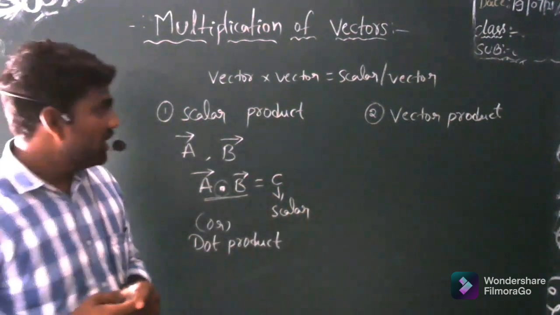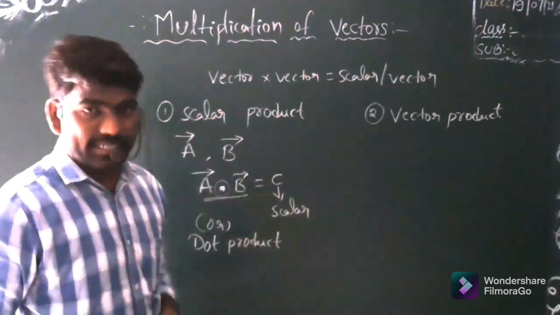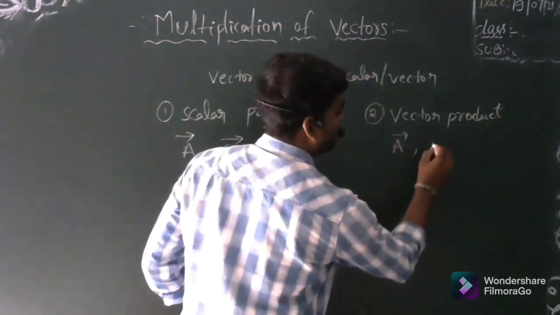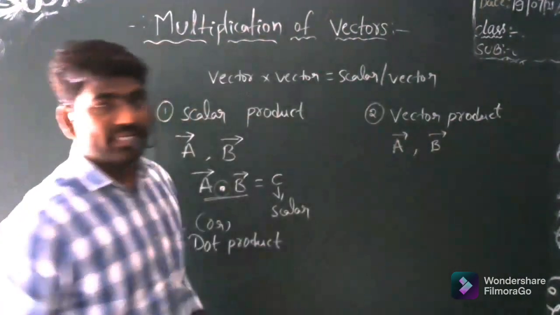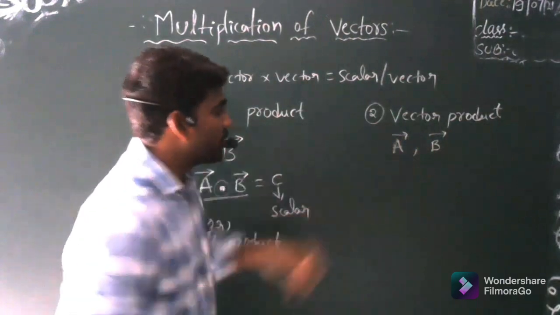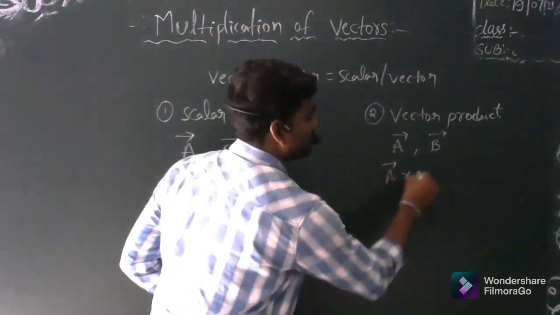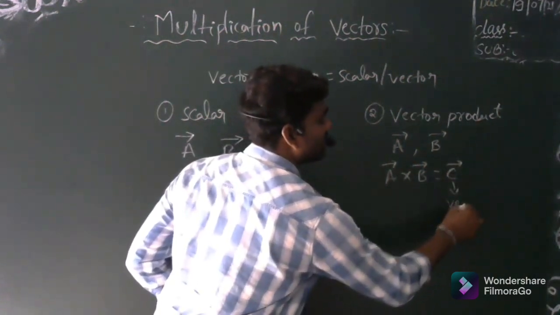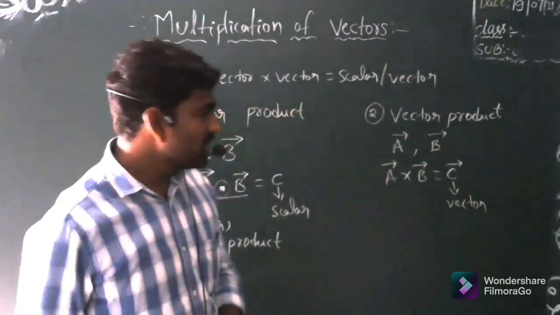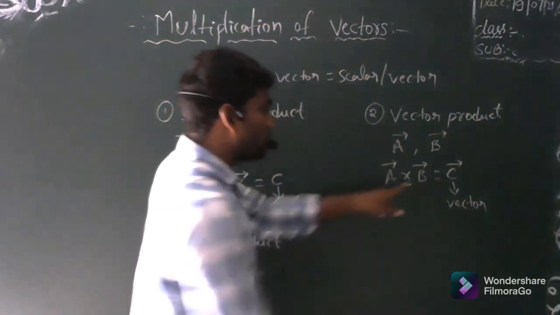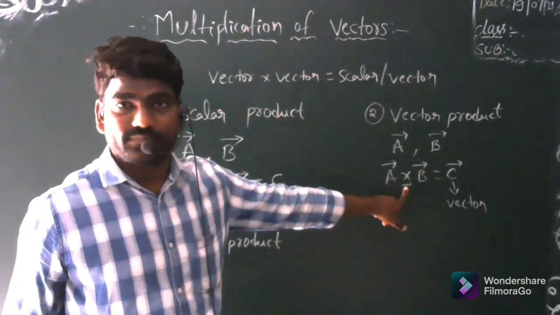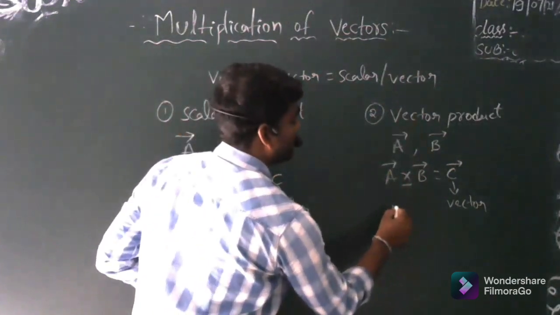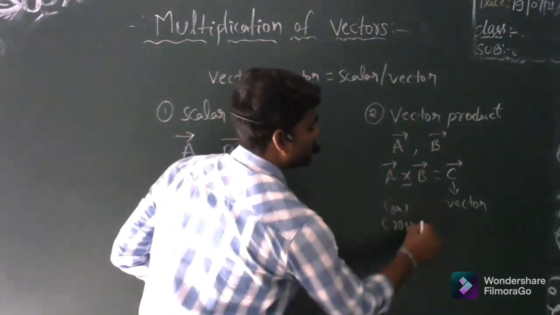Coming to the second, the vector product. Again, you can take two vectors, A and B, as an example. Whenever you take the product of these two vectors and the result is a vector, then C is a vector quantity, not a scalar. The product of two vectors is represented with a cross mark. Here a dot symbol, there a cross symbol. That is why it also has another name, the cross product.